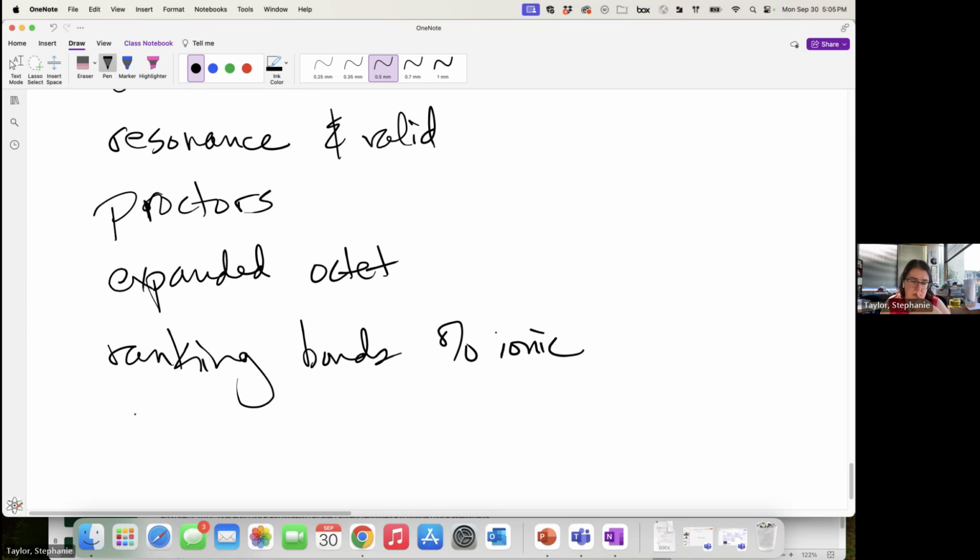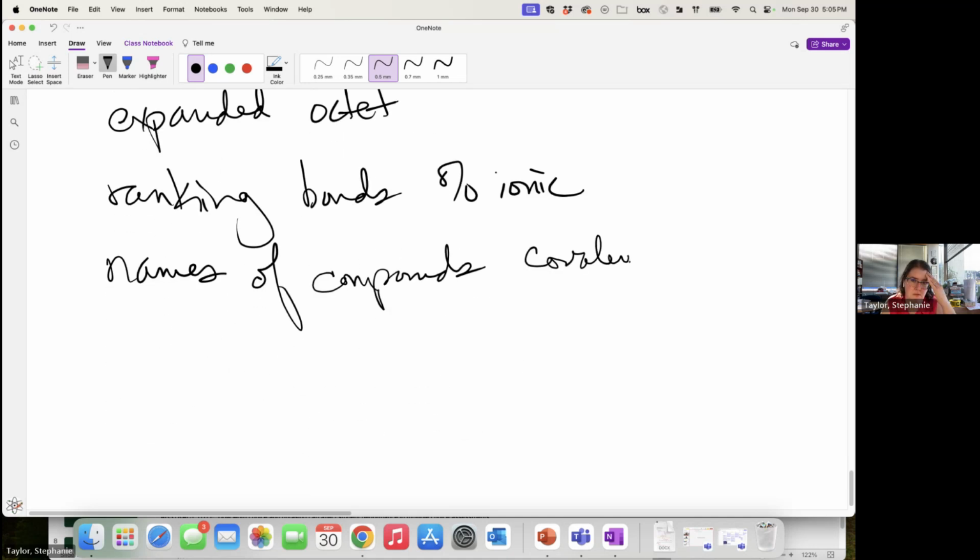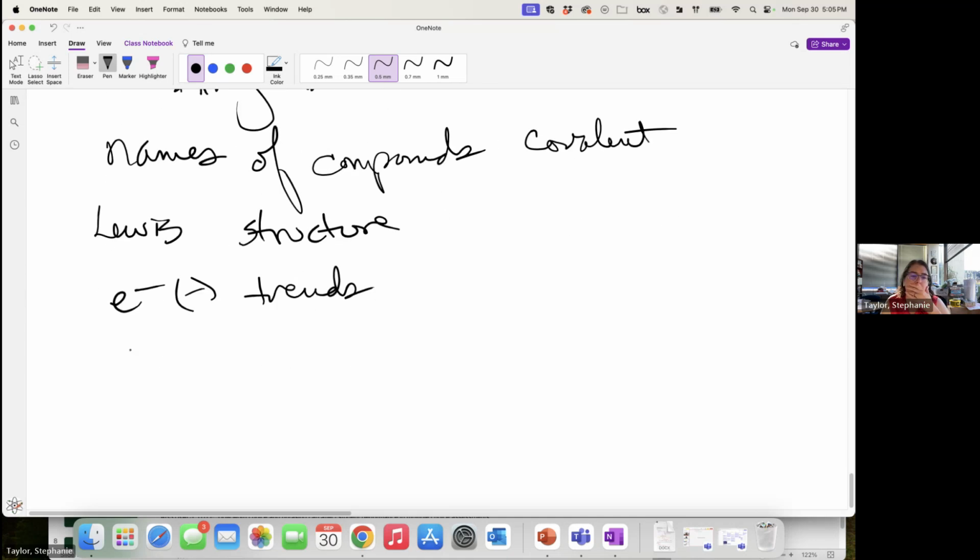When given names of compounds, how do you know which ones are covalent compounds? Drawing the Lewis structure. Can you help with understanding electronegativity trends versus ionic character, as well as ionic radius versus atomic radius trends? We use the periodic table for all of these, correct? Yes. Okay. Yep.